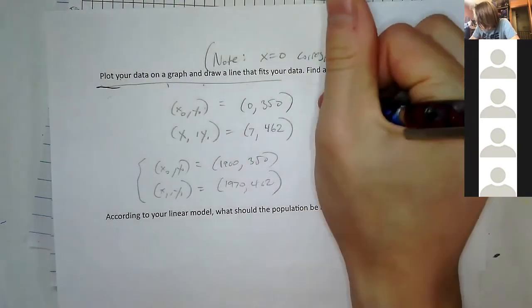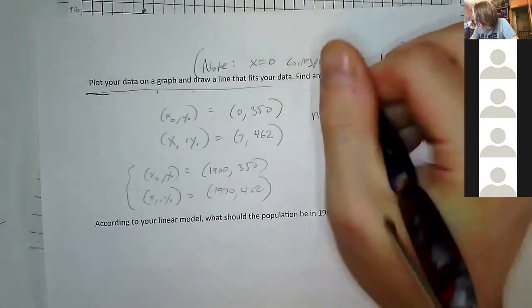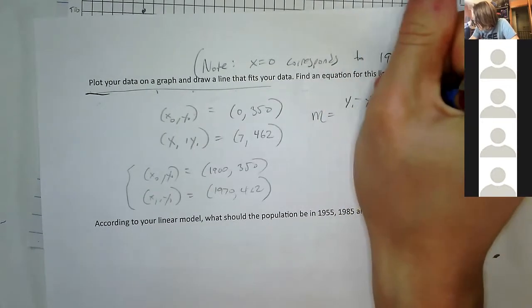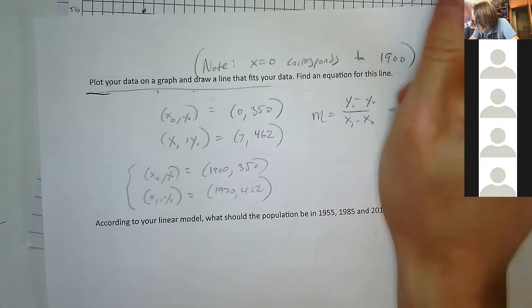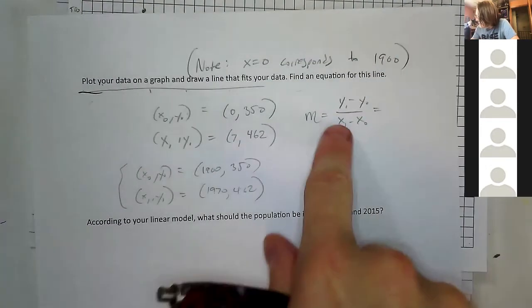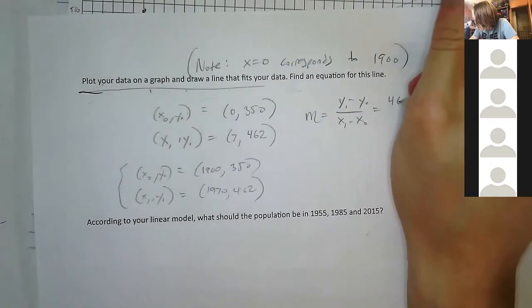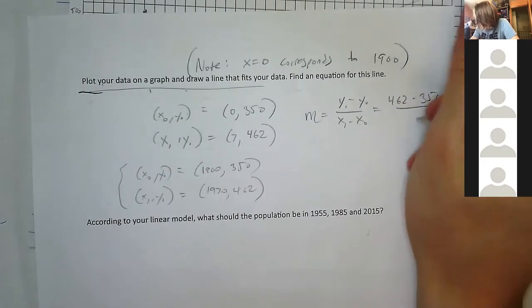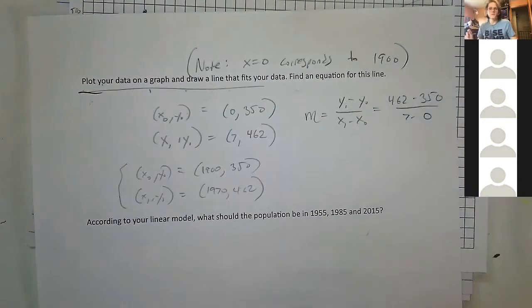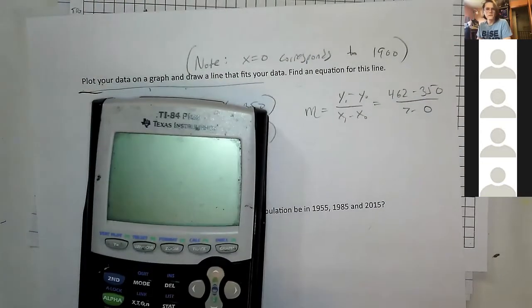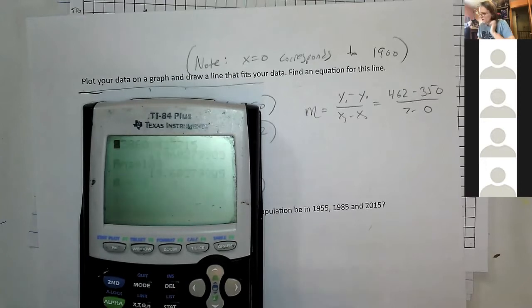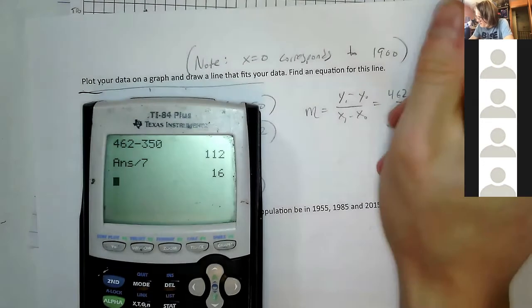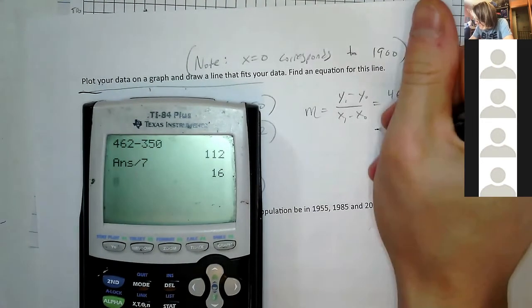So I just found my slope. So it's, again, it's y1 minus y naught over x1 minus x naught. Y1 was 462. Y naught was 350. And then it's 7 minus 0. And then you get your calculator. Oops, there we go. And so 462 minus 350 divided by 7 is 16. Oh, it works out really nice. Look at that. That's amazing.